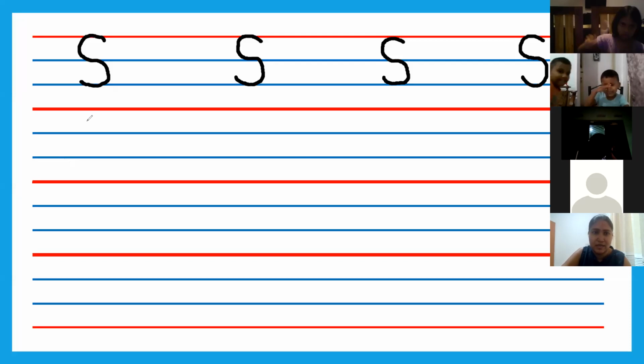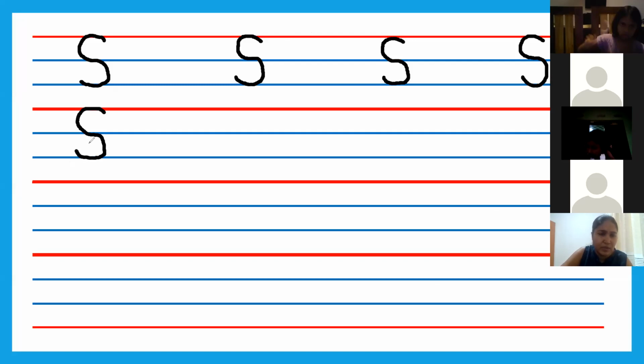Let's write another line, okay? From where do we start, children? We start from the red line and we finish at the second blue line. Okay, again let's write a curve and another curve. We start from the blue line, and it ends at the second blue line, isn't it? We start with a curve, then go to the second blue line, and again like this, right?